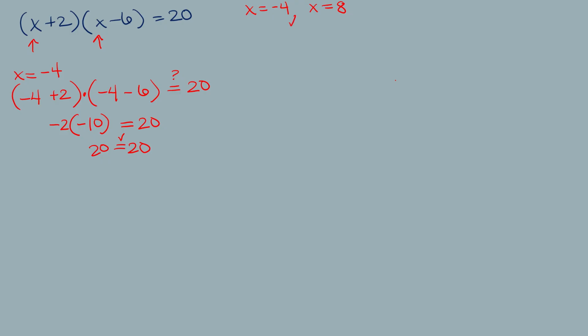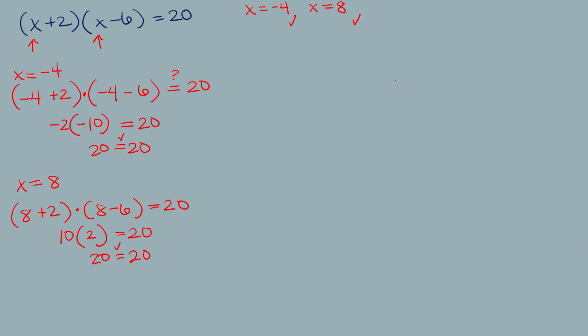And then we have x equals 8 as one we want to test. So we're going to do 8 plus 2 in parentheses multiplied by 8 minus 6 to see if this equals 20. 8 plus 2 is 10. And we're going to multiply that by 8 minus 6, which is 2. So this one is also pretty straightforward. 10 times 2 is equal to 20. So 20 equals 20 checks out. So 8 is also a possible option. So your final answer: x equals negative 4, comma, x equals 8.